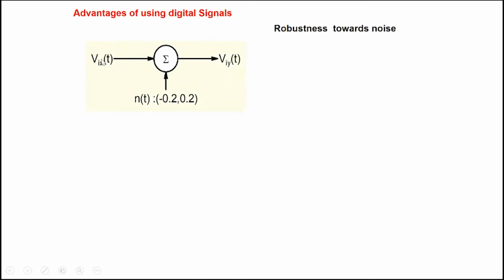So let's say this is our analog signal, and let's say there is noise. Let's add the noise, which is a random signal, and let's say the noise can lie anywhere between minus 0.2 and plus 0.2 here. So that noise gets added here, from various sources of noise.